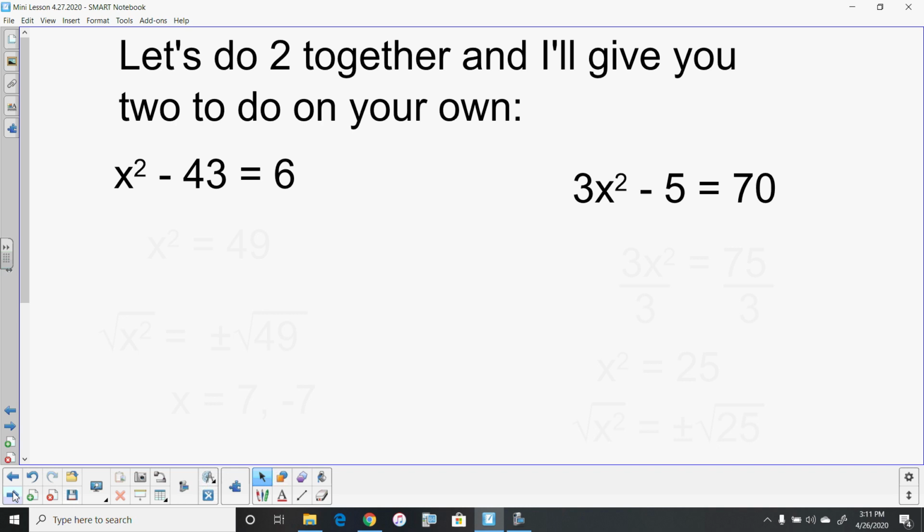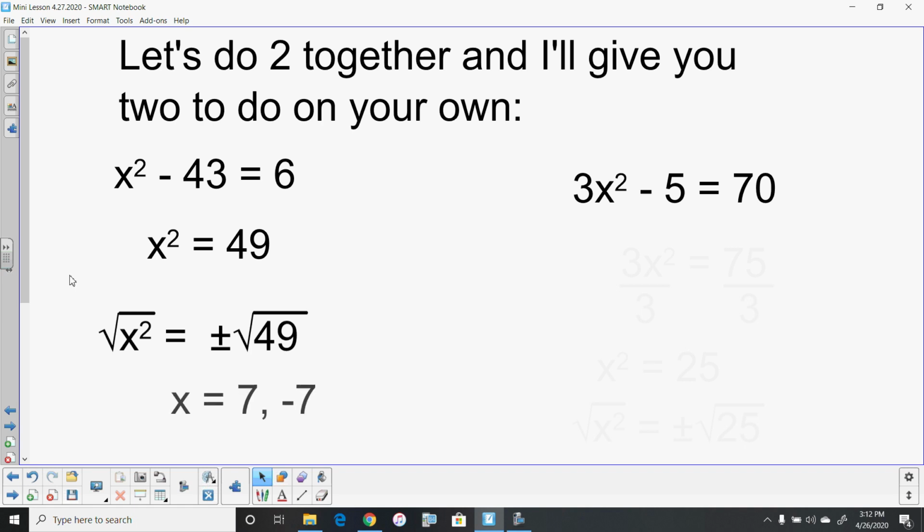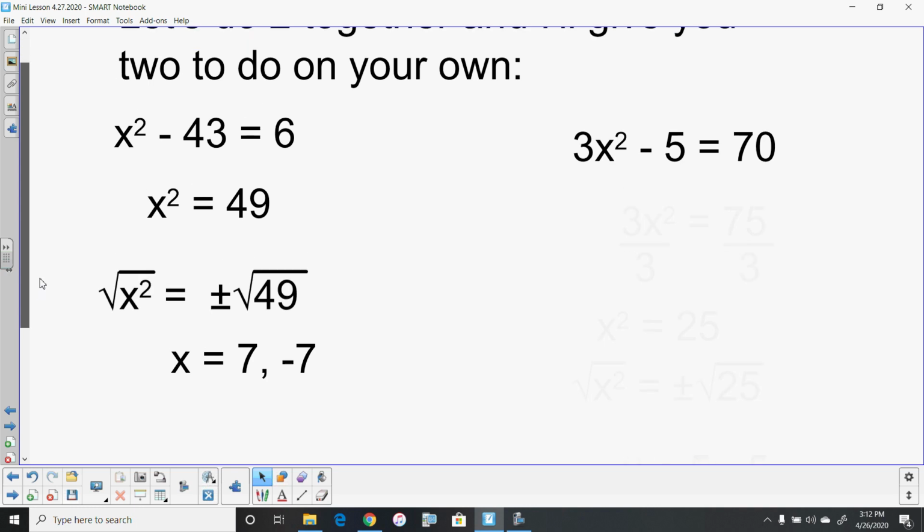Anyways, doing a couple problems here. We'll do these ones together. If I'm trying to get x by itself, first thing I want to do to both sides is add 43, and I get x squared equals 49. I would then need to undo x squared by taking the square root of both sides, and we'd remember to put our plus or minus in there, hopefully. That's going to separate a 4 answer from an answer that is not a 4. I get my two answers of 7 and negative 7 there.